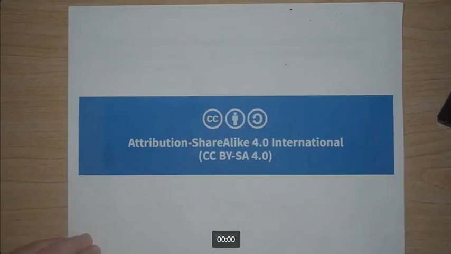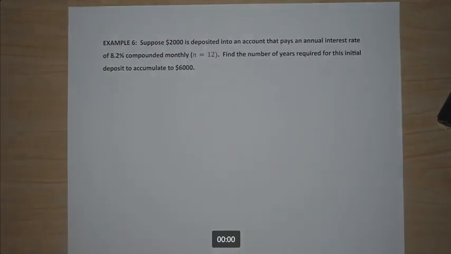This is example 6 of the compounded interest and continuously compounded interest lab. For example 6, we have the following problem. Suppose $2,000 is deposited into an account that pays an annual interest rate of 8.2% compounded monthly, n equals 12. Find the number of years required for this initial deposit to accumulate to $6,000.